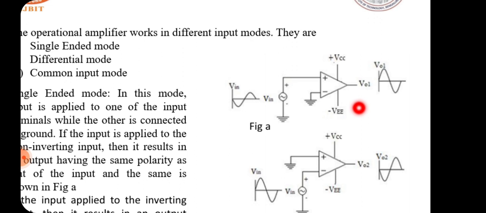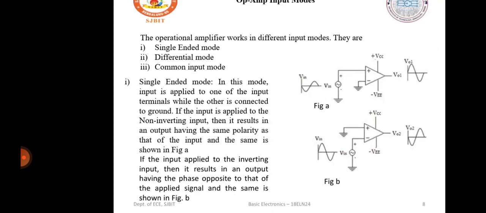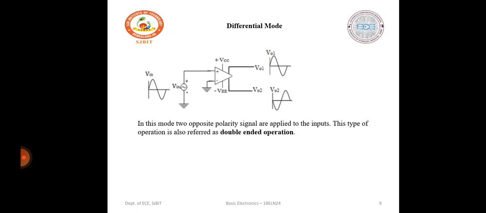Now let us go to the other mode of input, that is the differential input mode. In this mode, two out of phase signal voltages are applied to the inputs of the differential amplifier. This type of operation is also called double-ended input operation. We call this a double-ended input operation.